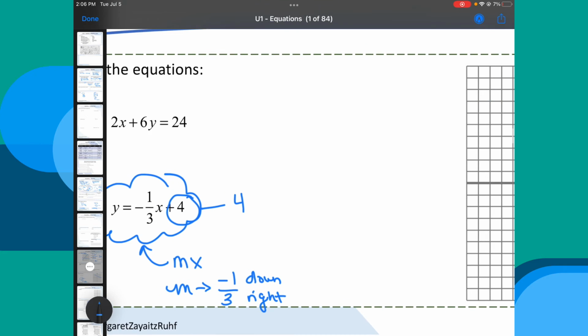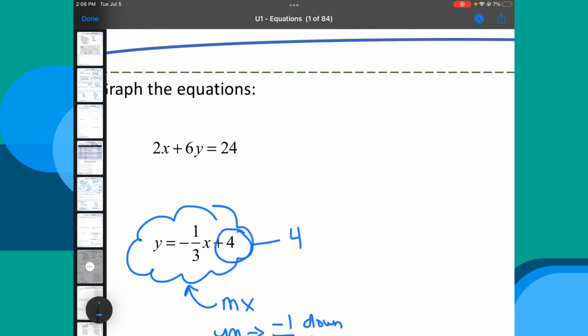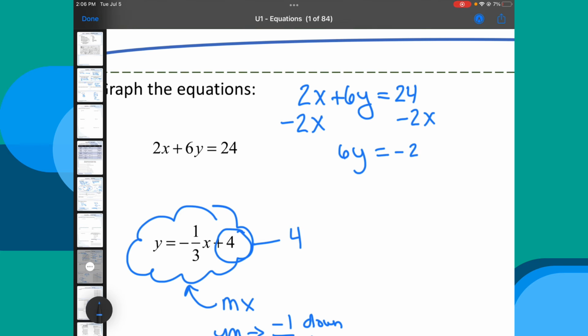So what do we do if we're not in y equals mx plus b? Well, one thing that we could do is we could put the equation in y equals mx plus b. There is no m in this form right now. So the first thing that we have to do is we have to move the x to the right-hand side. That gives us 6y is equal to -2x plus 24. Then we can isolate the y by dividing the 6 everywhere. So y is equal to -2 over 6, x plus 4.